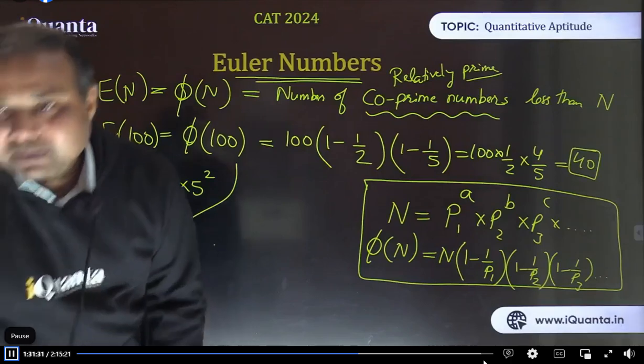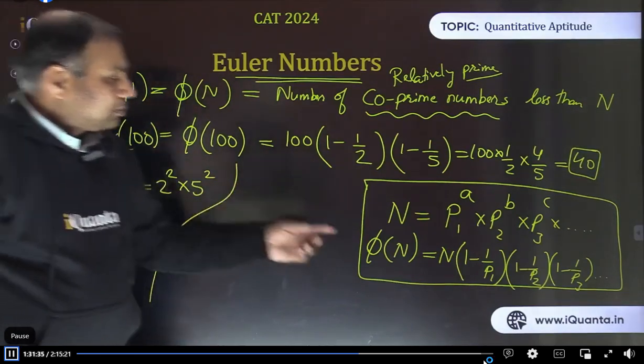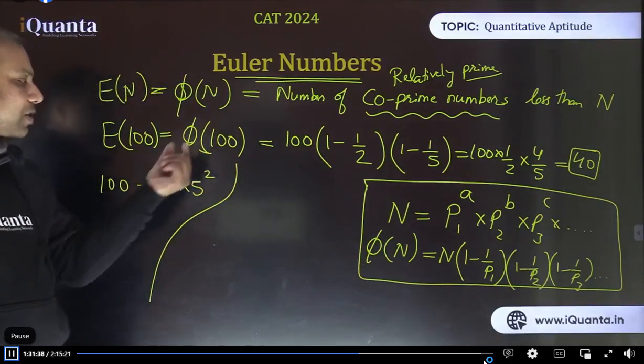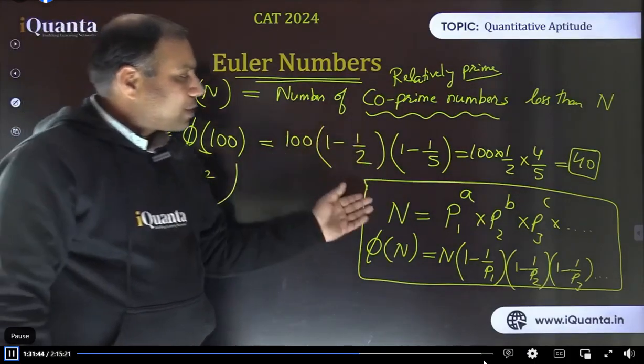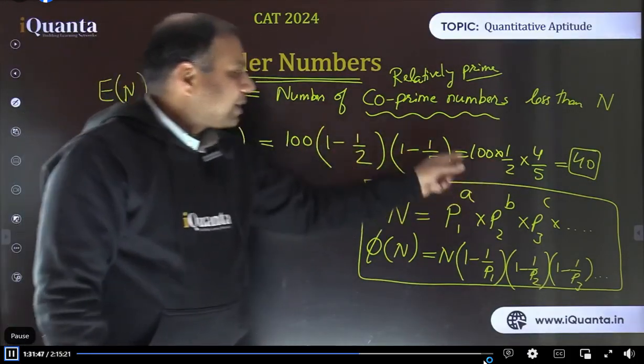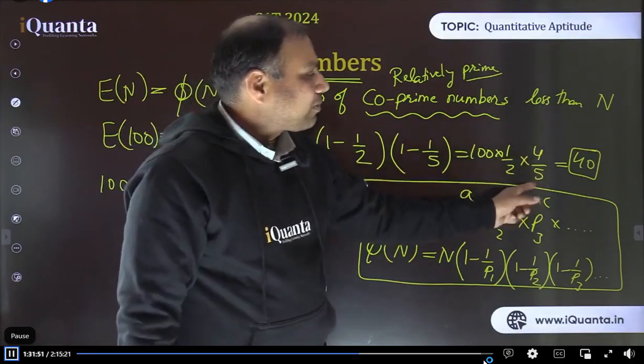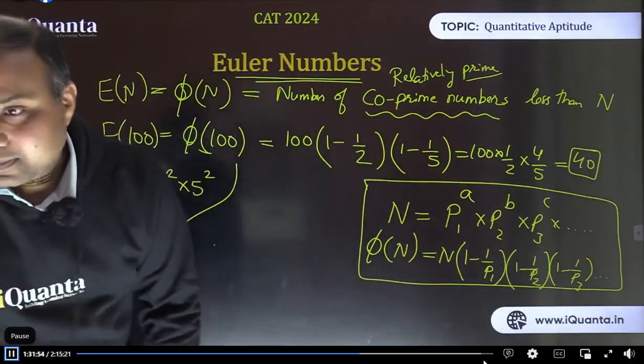Yes, please explain again how 40 came. 40, we did this. We were calculating phi of 100. So the prime factorization of 100 was 2 square 5 square. It was only having two prime numbers, 2 and 5. So we just plugged in the values. So it is 1 minus 1 by 2, 1 minus 1 by 5. That is 1 by 2, and that is 4 by 5. So 100 times 1 by 2 into 4 by 5 gives you 40. That's the basic way.